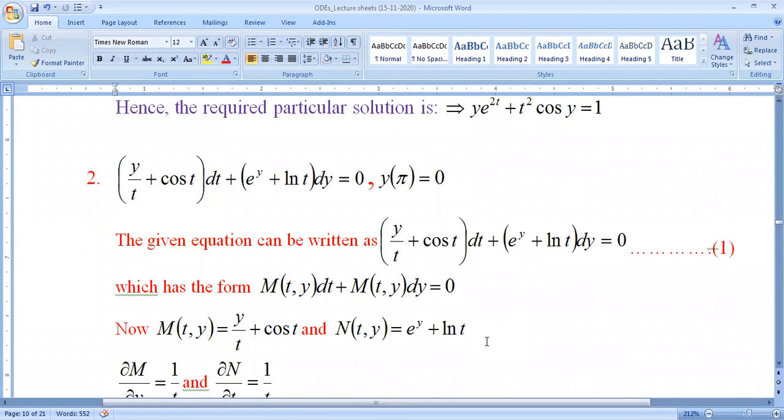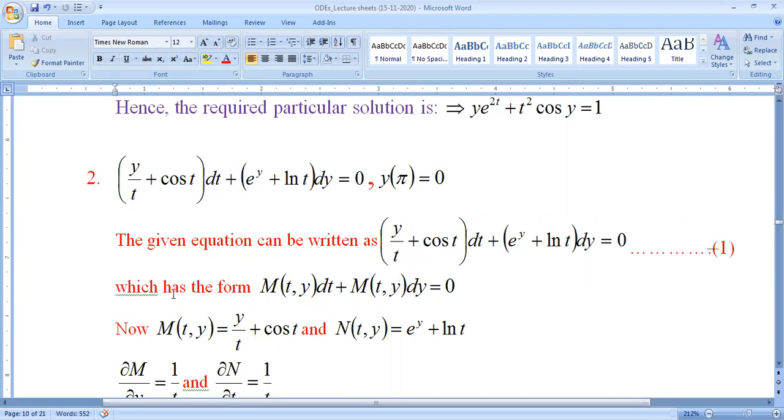Now we can solve another initial value problem for an exact differential equation. This also has independent variable t and dependent variable y, and the initial values given are t equals pi and y equals 0. The given equation can be written like this.